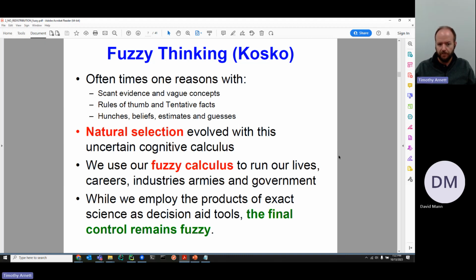Natural selection in humans involved this uncertain cognitive calculus. Humans are, well, I should say the human brain is very good at approximating. It's very good at getting you approximate solutions very quickly by associating certain things, but it does so in a very fuzzy way. And we use this fuzzy calculus to run our lives, careers, etc. And we do employ the products of exact science as decision aid tools. The final control remains fuzzy.